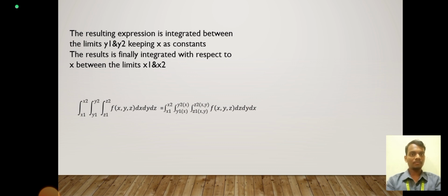Integral x1 to x2, integral y1 to y2, integral z1 to z2 of f of x comma y comma z dx dy dz is equal to integral x1 to x2, integral y1 of x to y2 of x, and integral z1 of x comma y to z2 of x comma y of f of x comma y comma z dz dy dx.